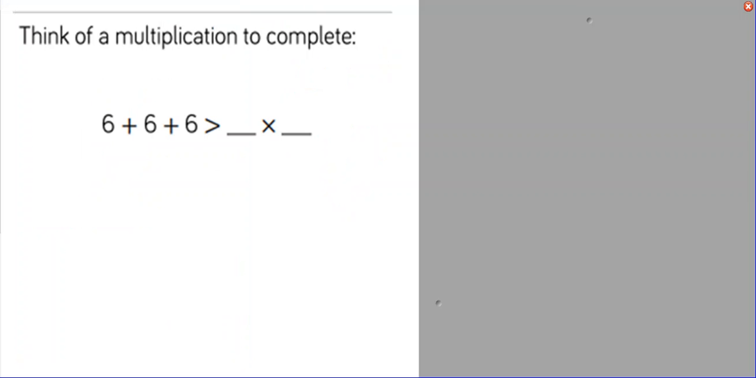Okay, so let's have a look at this one. It says, think of a multiplication to complete this. Okay? So let's have a look first of all at which way our crocodile mouth is facing. So the opening is towards this side. This means that this must be the larger side and this must be the smaller side. Okay? So I've got 3 groups of 6. So I've got 1, 2, 3. I've got 6 in each.